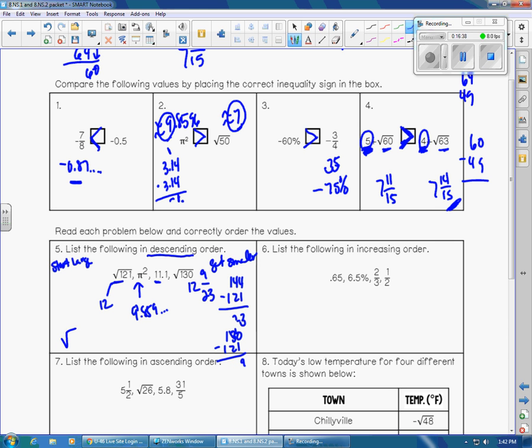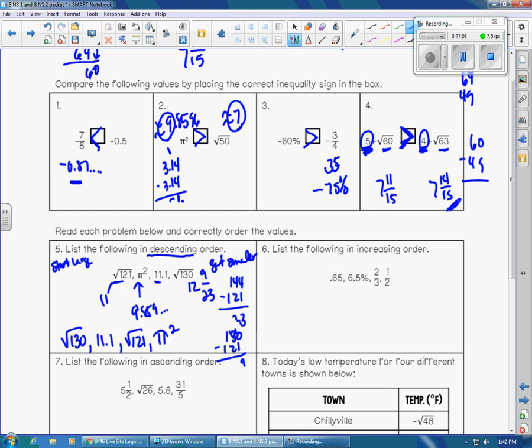That's going to be the square root of 130. Next is going to be, oops, I did this wrong. This is not 12. I bet you guys were yelling. This one's 11. So next is going to be 11.1. Then the square root of 121. And finally, the last one is going to be pi squared.